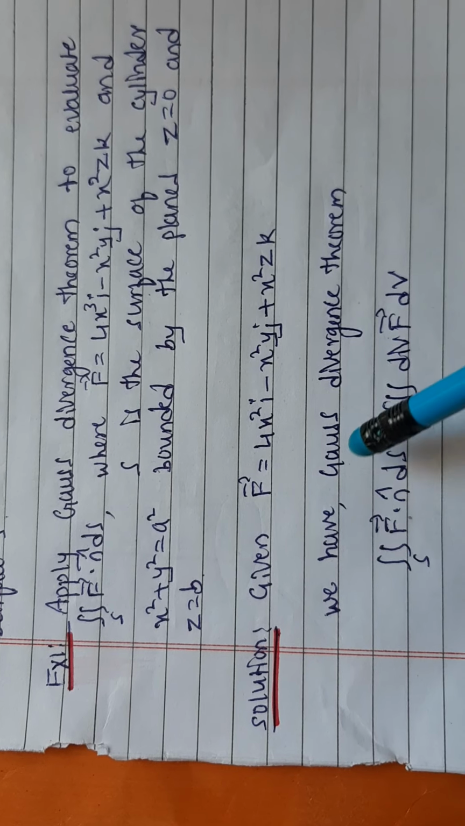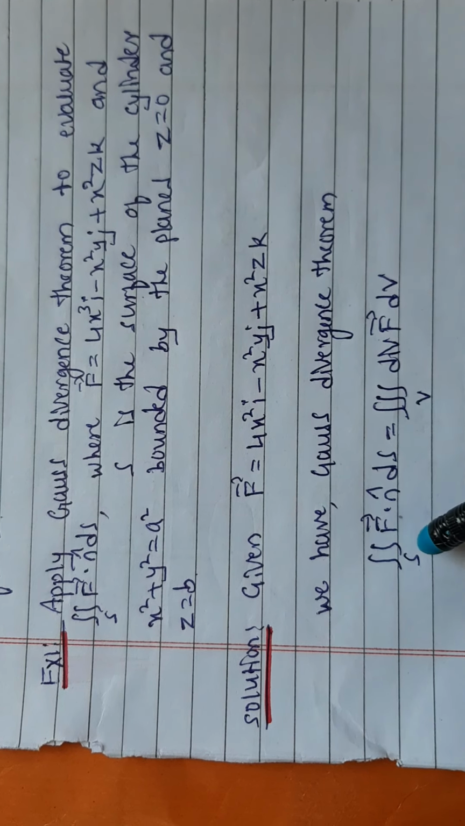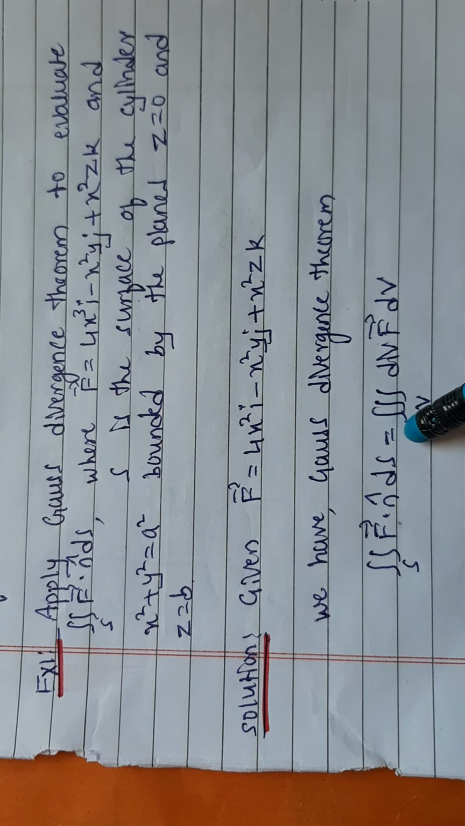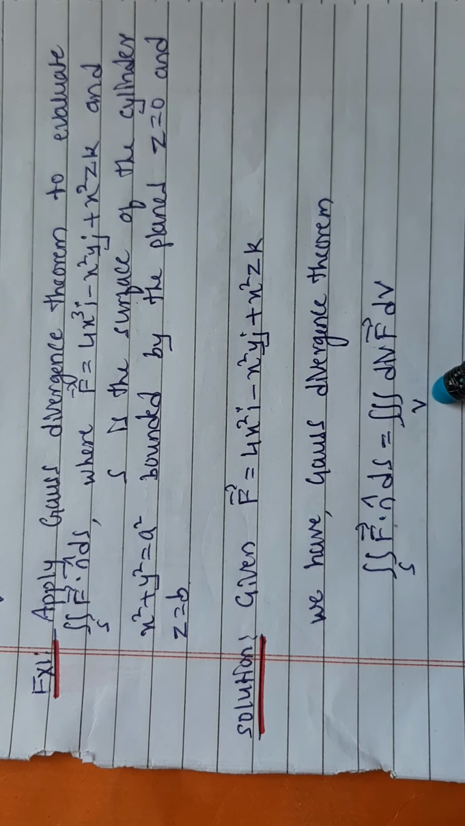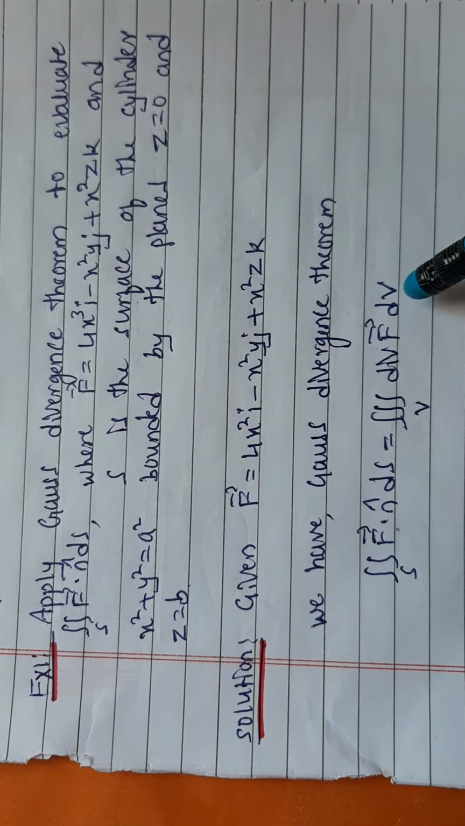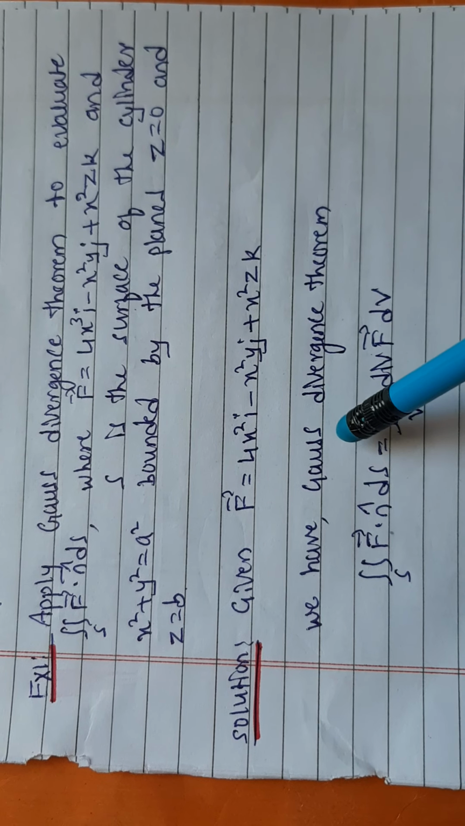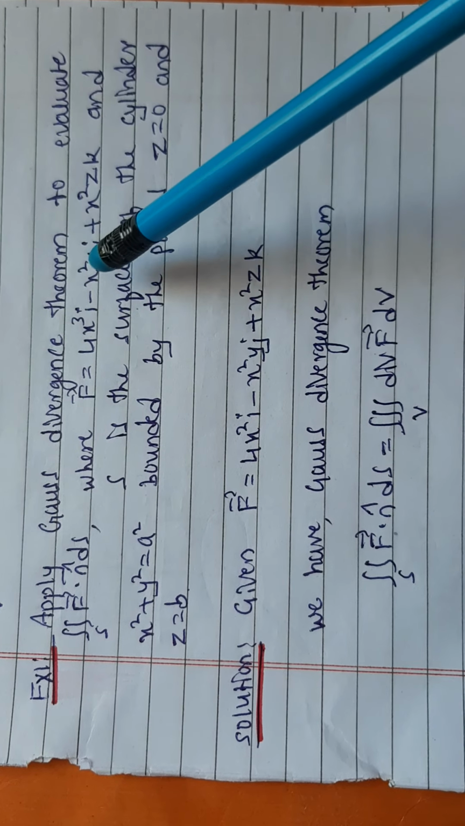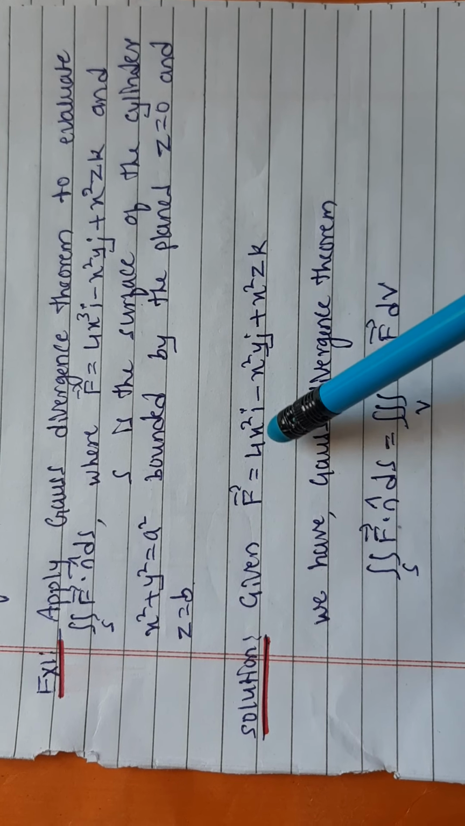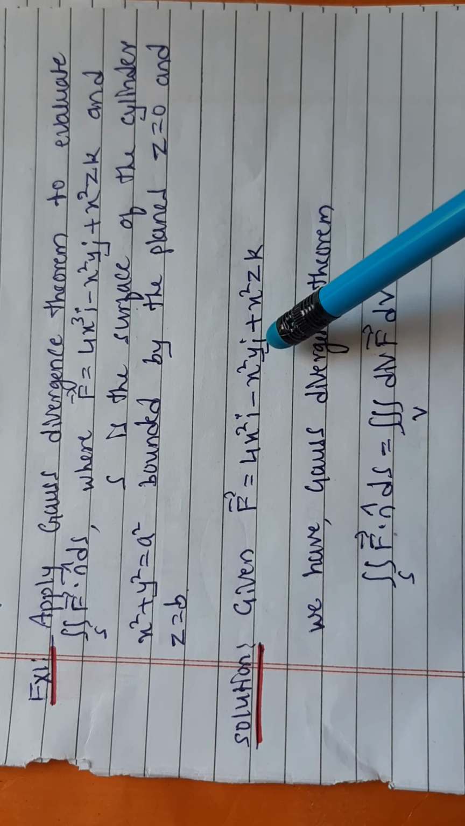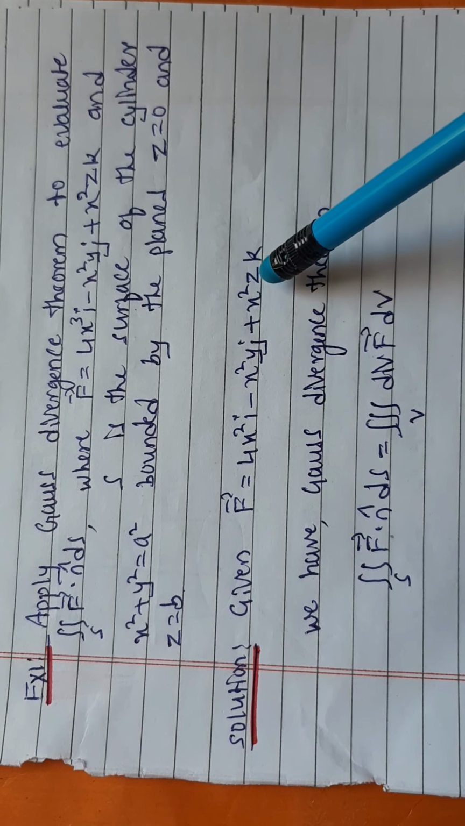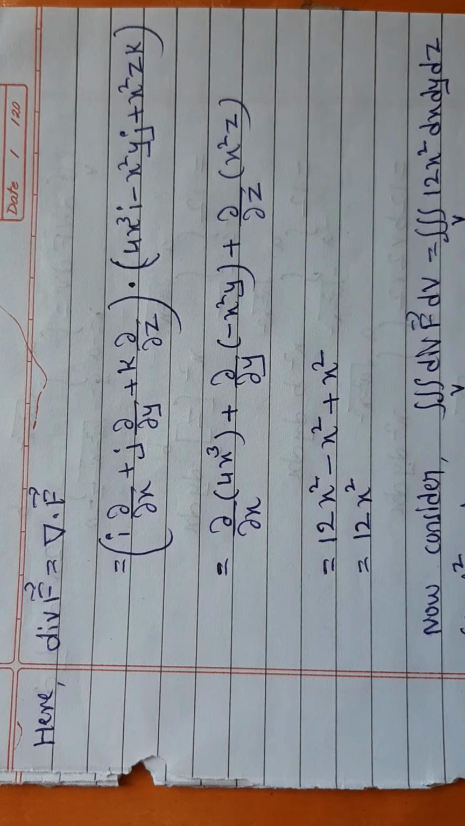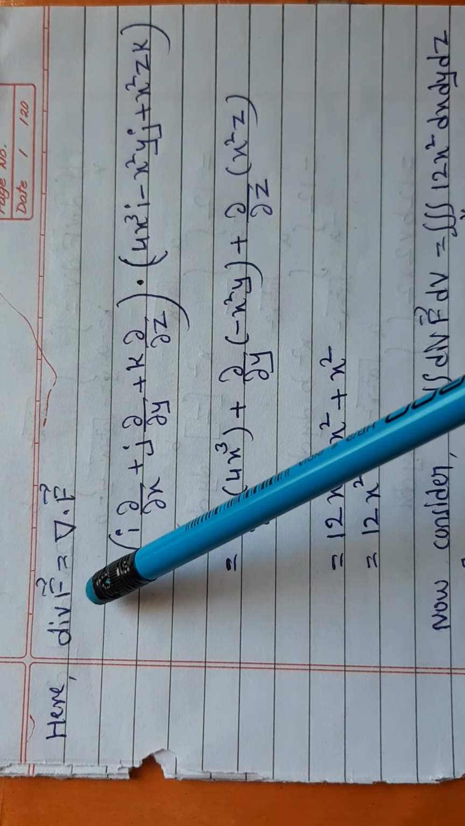Here we have the Gauss divergence theorem: double integration over S of F dot n cap dS equals triple integration over V of divergence of F dV. First, we have to evaluate the divergence of F. Since F is given, F is 4x^2 i - x^2 y j + x^2 z k. Here we have to find the divergence of F.